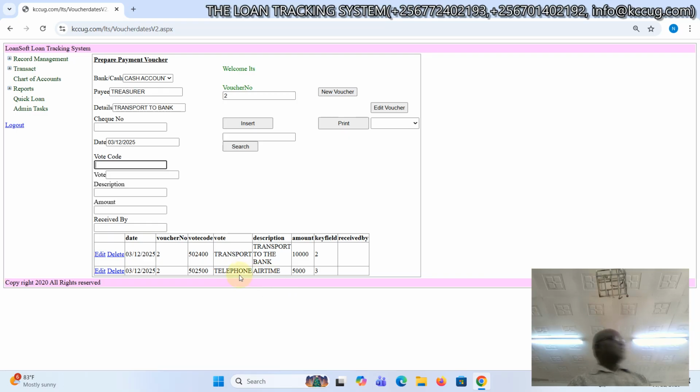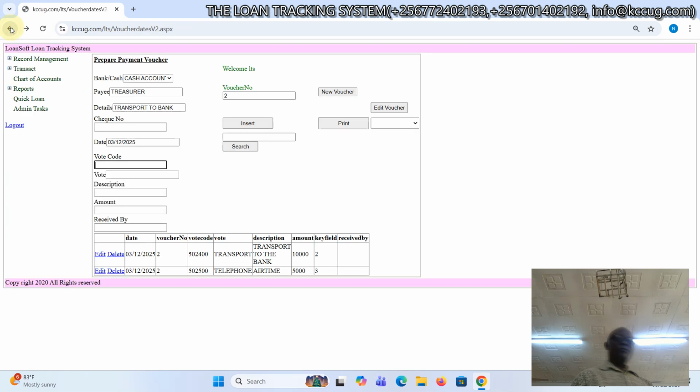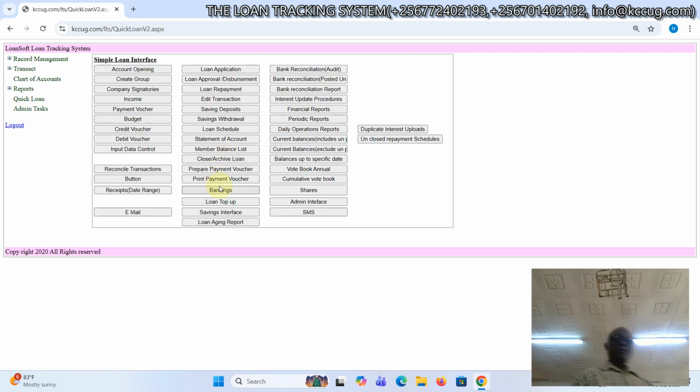So you have 2 items, and then you can print this page. That's what it is. It has these 2 items. There is transport and airtime, total of 15,000. Let us post this payment to our system.